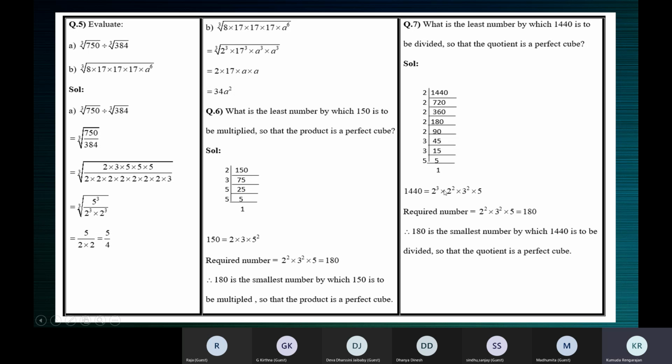Simply take it away. If it is raised to the power 3, ignore it. If it is not raised to the power 3, take all those numbers. The product of those numbers will be the required number. How will it change if you are finding the number to be multiplied? What will be the answer here? If you're finding a number to be multiplied.